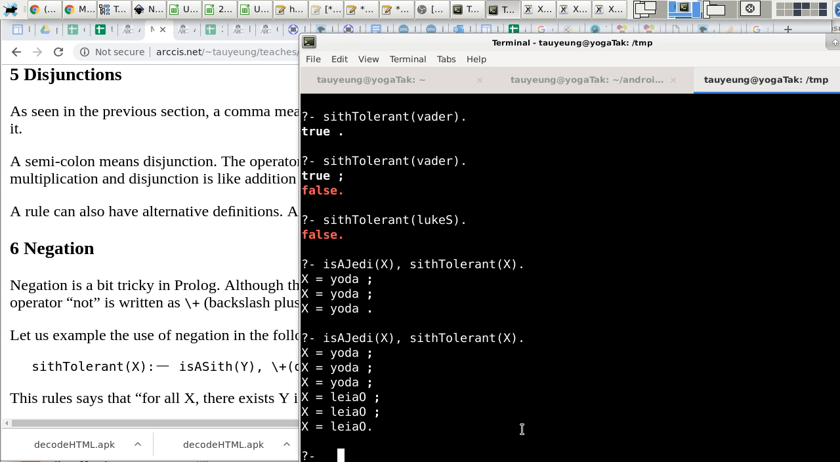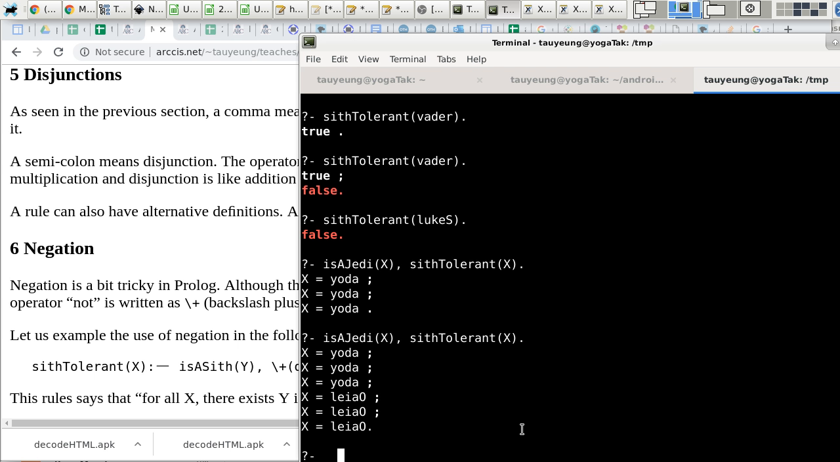You cannot do that, because whatever goes into this place has to be an atom. Yep. Why did Vader return true and false? The true is the answer to Vader being Sith tolerant. The false is basically saying I'm not going to go any further to try to look for other things.